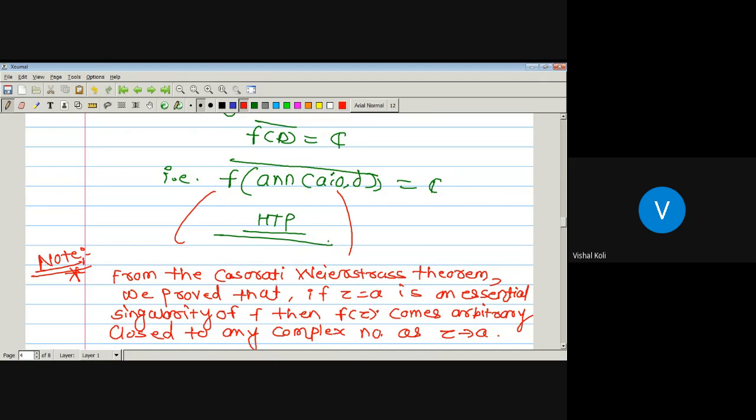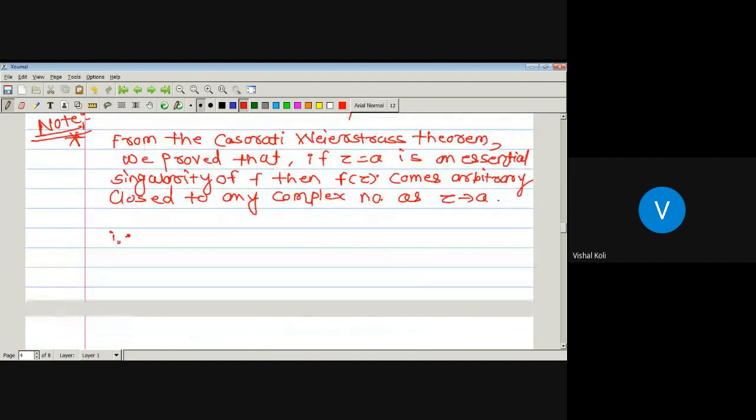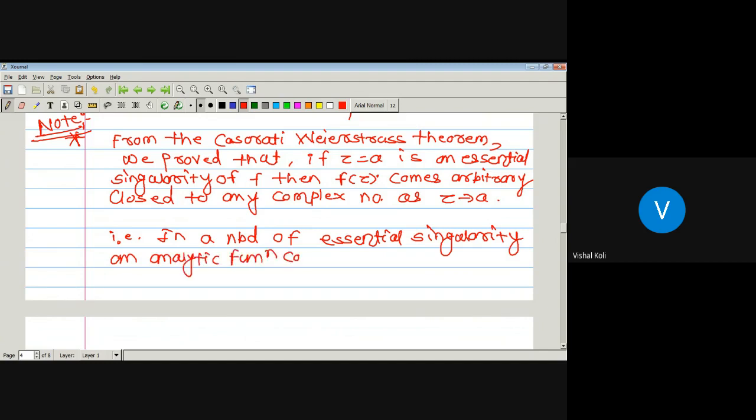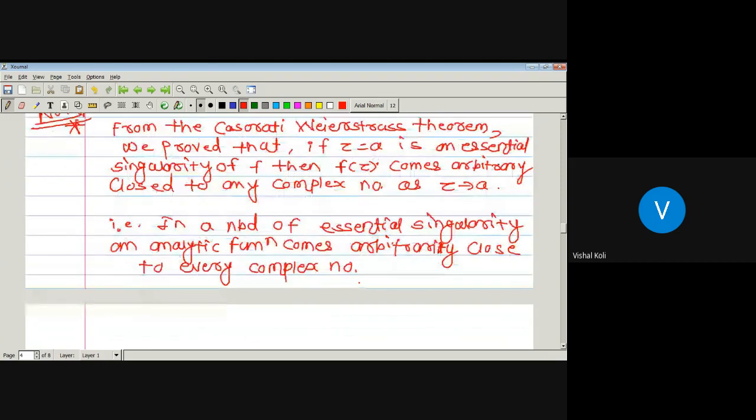That is, whenever z is tending towards the point a, and a is an essential singularity of a function. That is, in a neighborhood of an essential singularity, an analytic function comes arbitrarily close to every complex number, just by our Casorati-Weierstrass theorem. So this one is nothing but the Casorati-Weierstrass theorem.